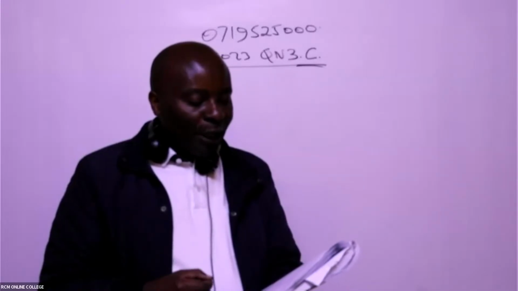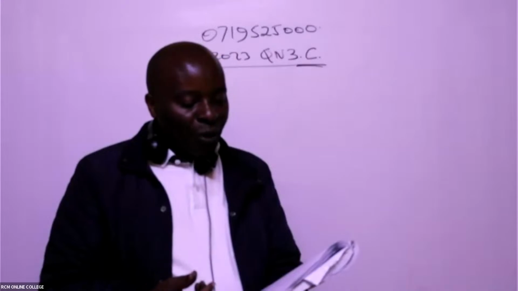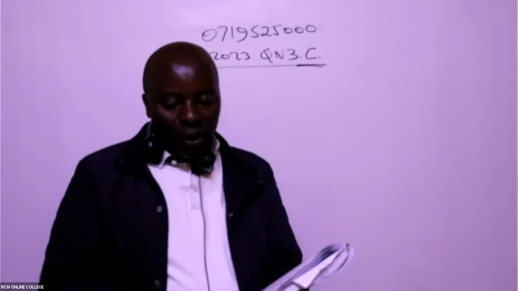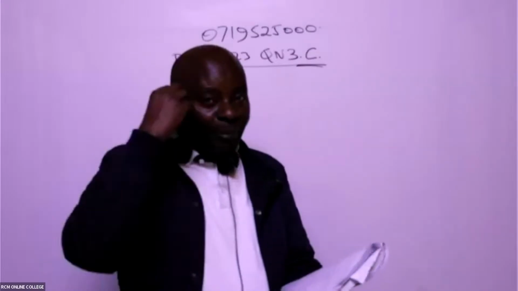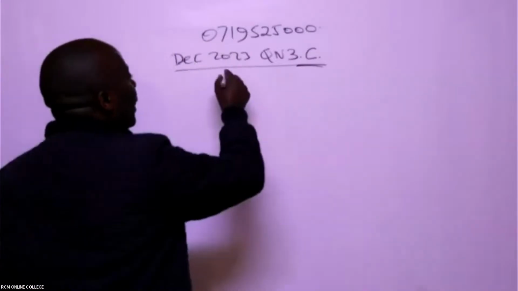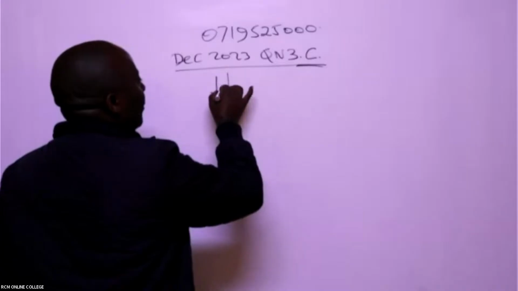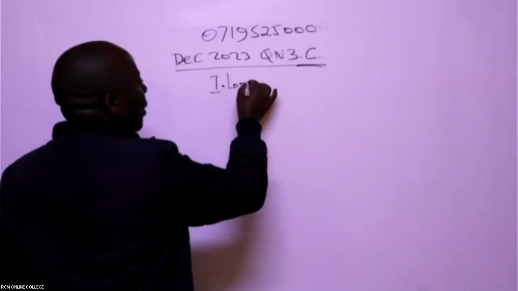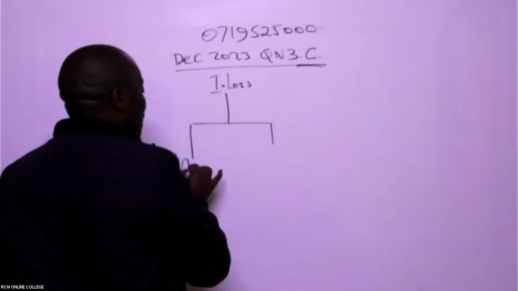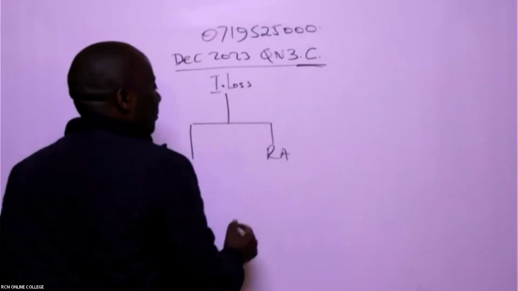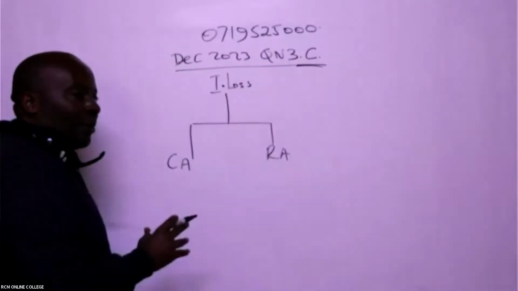So they want me to calculate impairment loss to be recognized in the accounts of KA Limited. So at the back of my mind, I know I've got my IL, my impairment loss here, and I know the formula of impairment loss. It is CAR minus RA. Impairment loss is CAR minus RA.